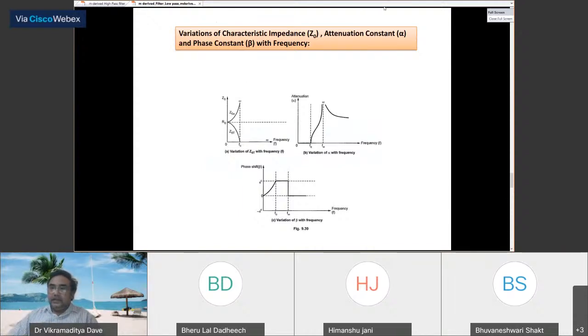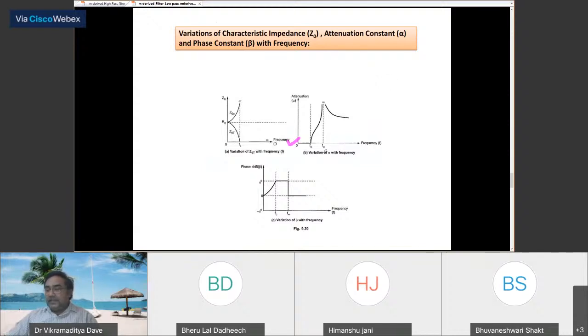It is clear that Z0 pi in the pass band, existing from 0 to fc, is of a similar nature to that of the low pass constant K filter. Now we will talk about the attenuation alpha. As you can see, in the pass band the attenuation is 0, which is desirable. But in the stop band, previously it went on increasing and reached a high value at a very, very high frequency.